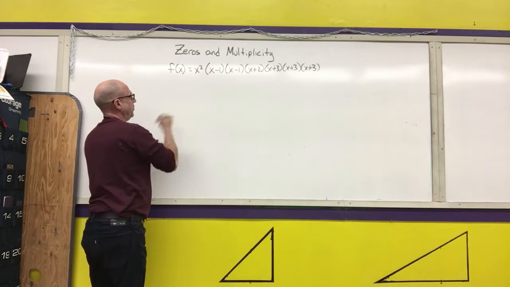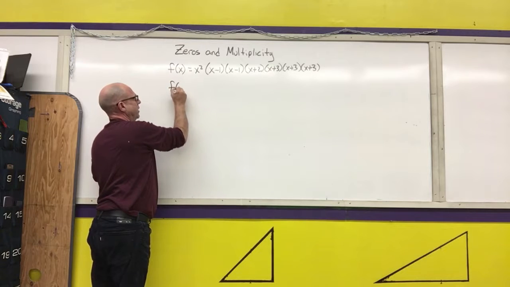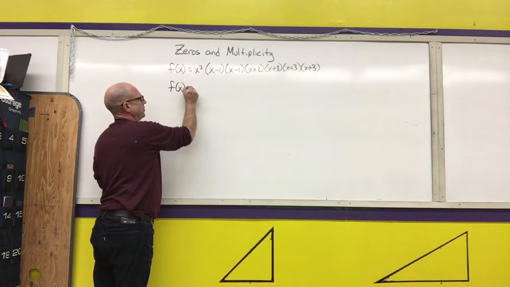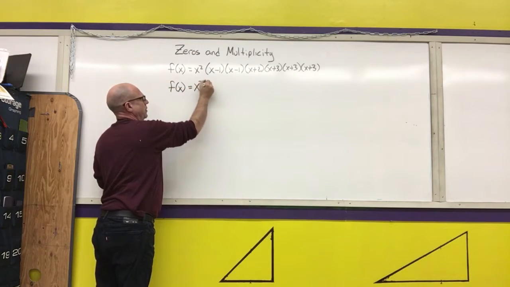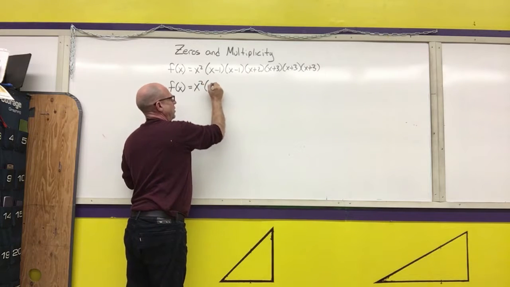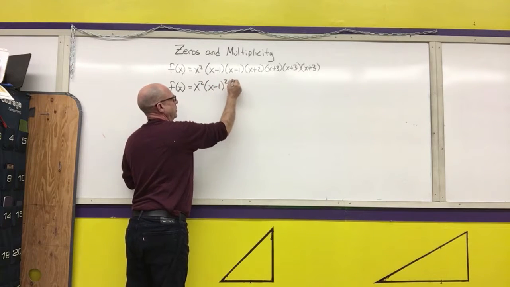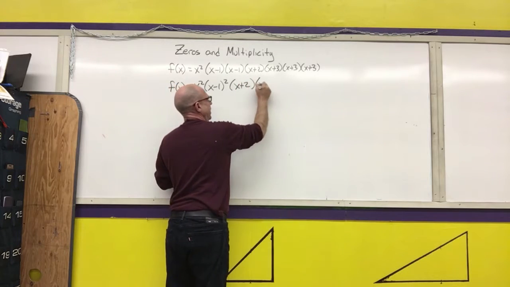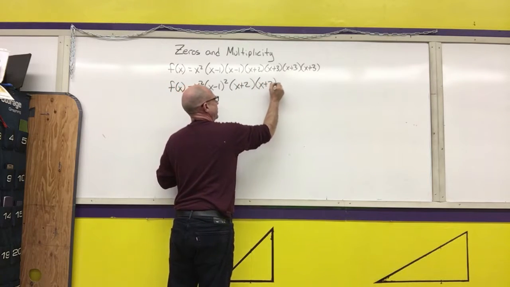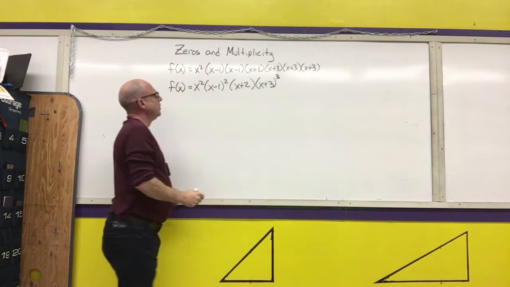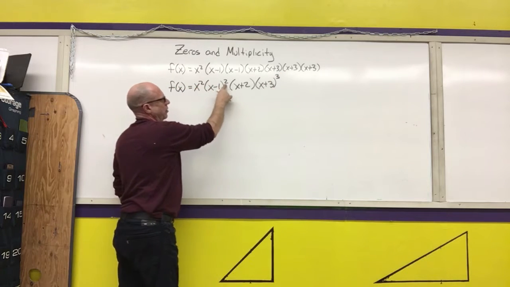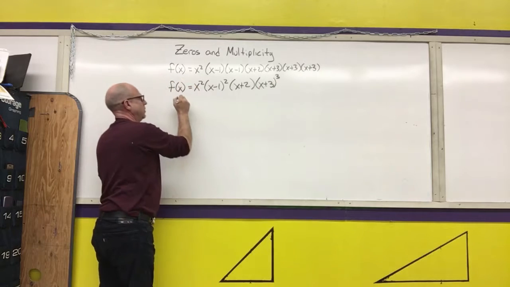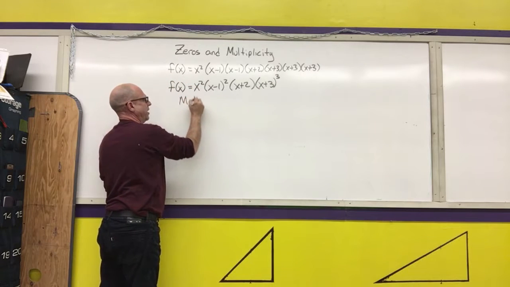Another way that I could have written this polynomial function in factored form is f of x equals x squared times x minus 1 squared times x plus 2 times x plus 3 cubed. We call the power of each factor the multiplicity of the factor.